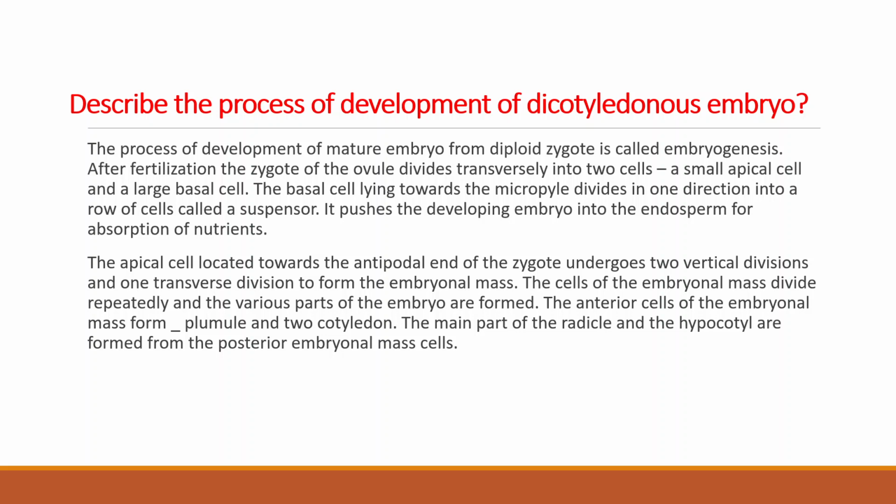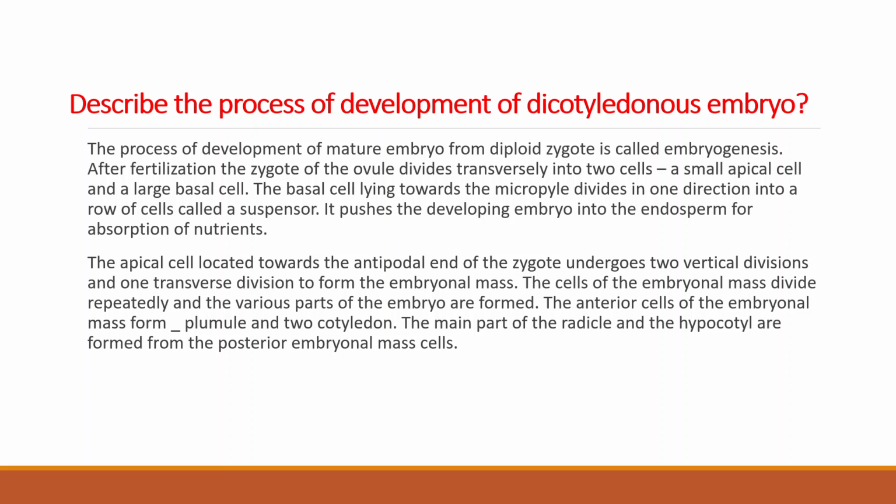After fertilization, the zygote of the ovule divides transversely into two cells, a small apical cell and a large basal cell. The basal cell lying towards the micropyle divides in one direction into a row of cells called a suspensor. The diagrams chart is already there in the textbook, and at the end of this question answer you can observe those cells and their growth. You have to refer to those.